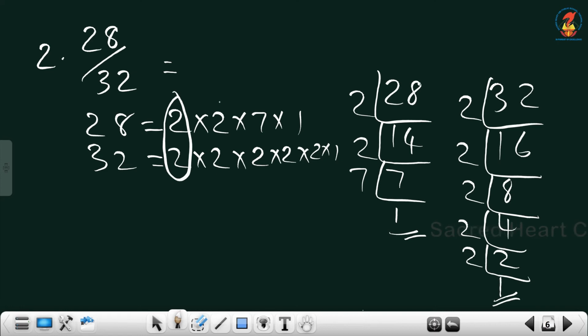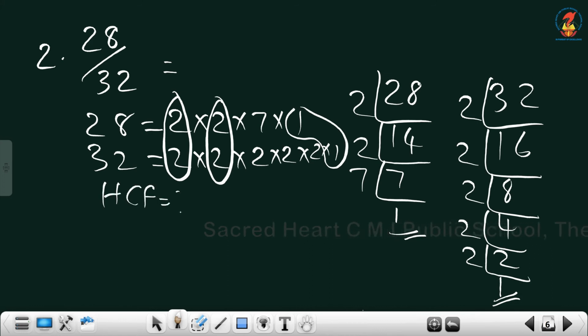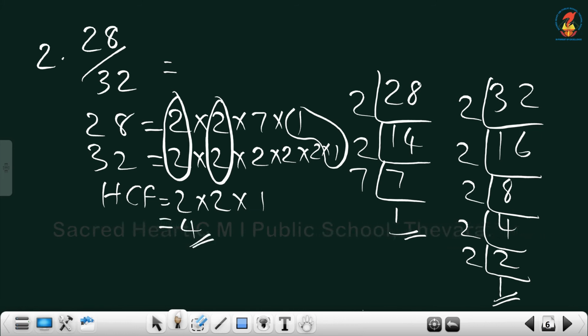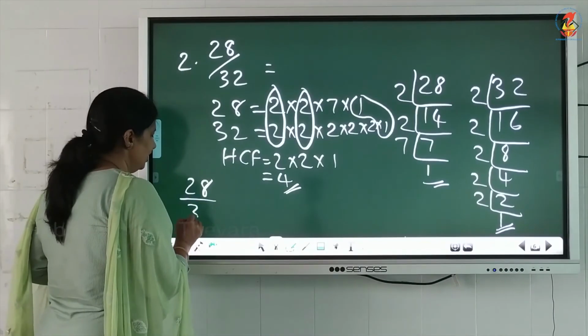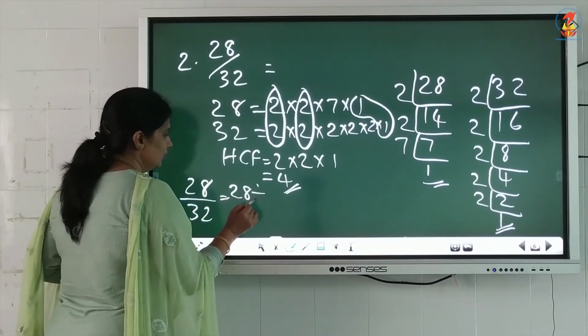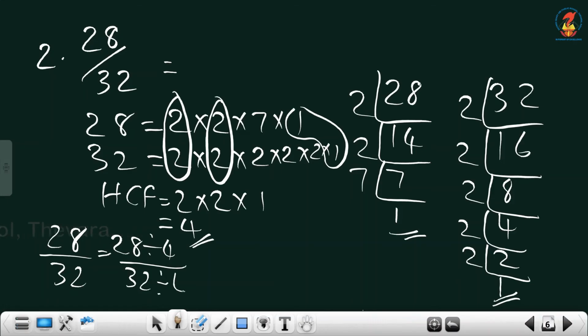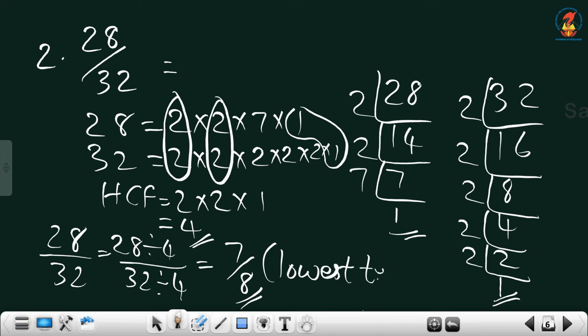Common factors are this and this and this. Any other? No, one only. HCF is what? HCF is 2 into 2 into 1. That is 4. After that we need to divide numerator and denominator by HCF. 28 by 32 will become what? 28 divided by 4 over 32 divided by 4. The answer is 7 by 8, the lowest term only. Is it clear?